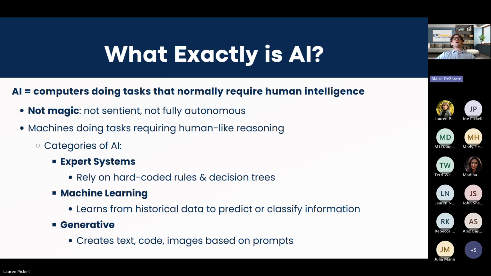All right, let's get into it. So what exactly is AI? AI is basically just computers doing tasks that normally require human intelligence. It's not magic, it's not sentient, and it's not fully autonomous. It's machines doing tasks that require human-like reasoning.